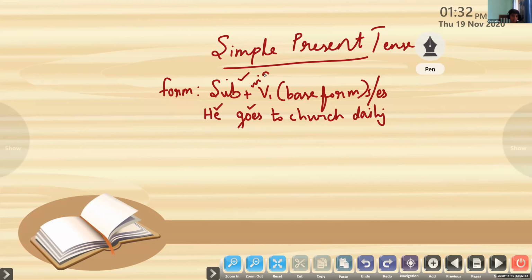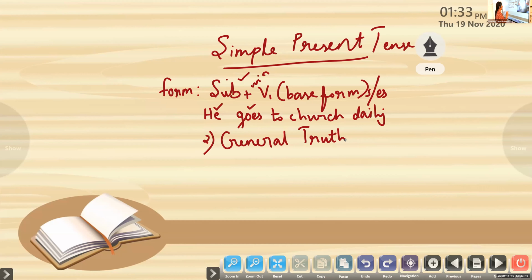Now the second use. We'll go to the second. That is the general truth. Just wait, let me complete this. I'll come back to you. General truth. Or in some books, it's written universal truth. I don't want you to get confused with that. Both are same. Some things in the world we can't change. It's static. There is no change.